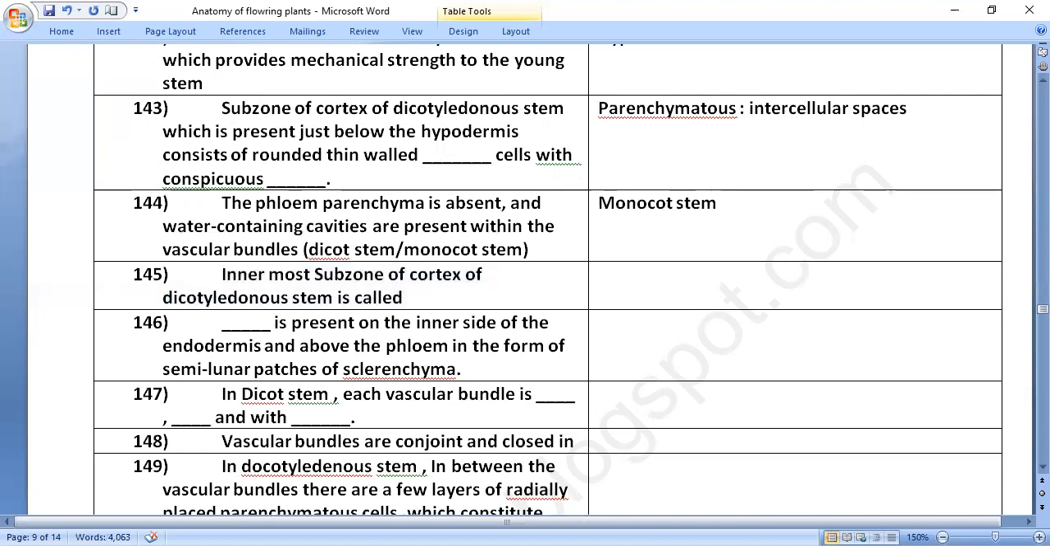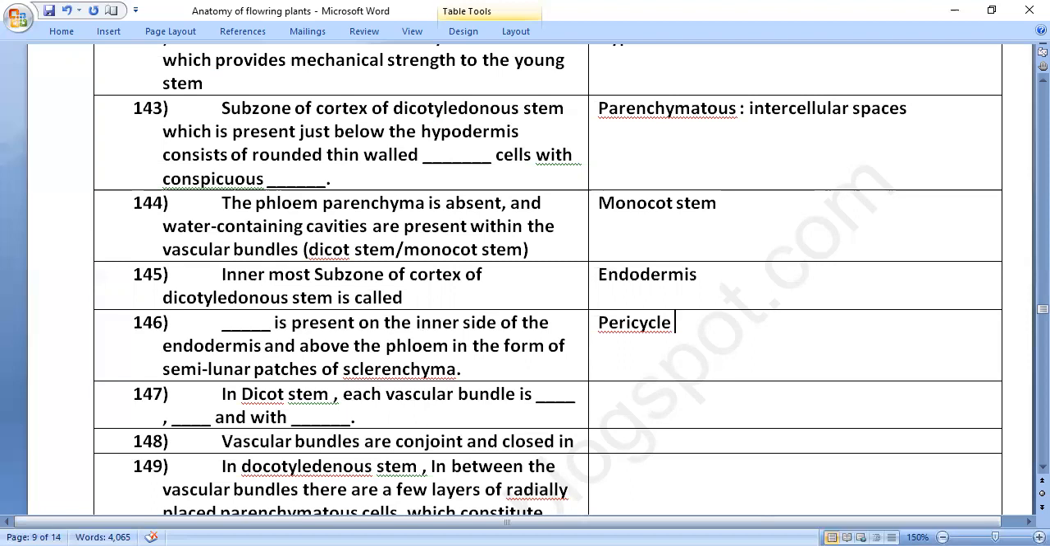Innermost subzone of cortex of dicotyledonous stem is called endodermis. The pericycle is present on the inner side of the endodermis and above the phloem in the form of semilunar patches of sclerenchyma.